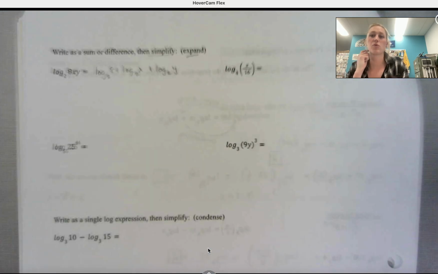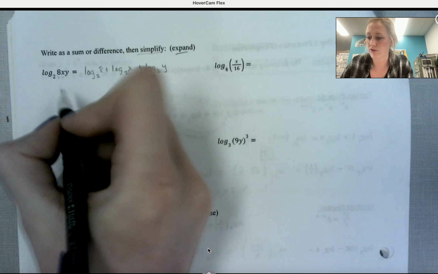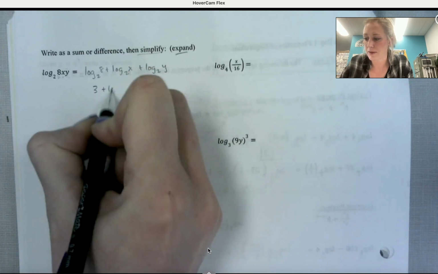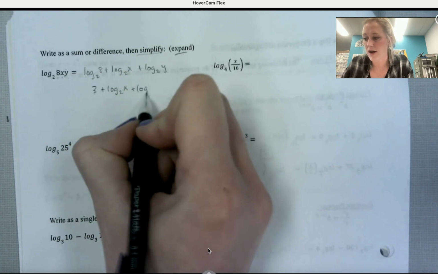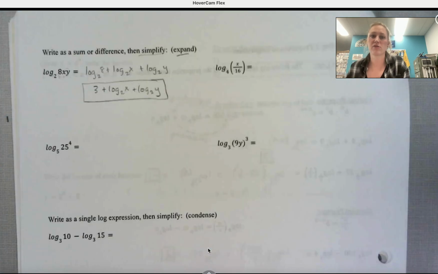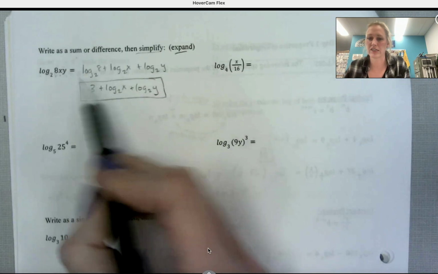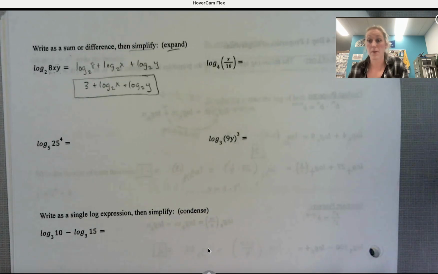So it says then simplify. So if there's any log we can evaluate as a single number, we want to do that. So 2 to what power is 8? This is 3. So that would be simplifying further. I can't do anything with log base 2 of x or log base 2 of y because I don't know what those values are. So that would be the furthest simplifying I can do. So just look for opportunities like this where we can write it as just a single number.